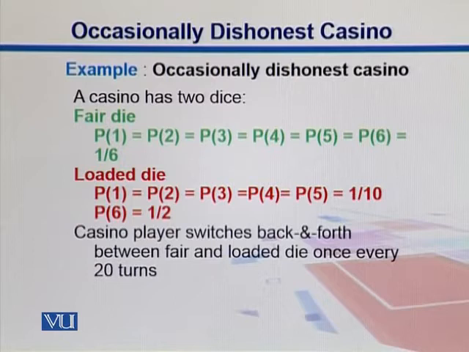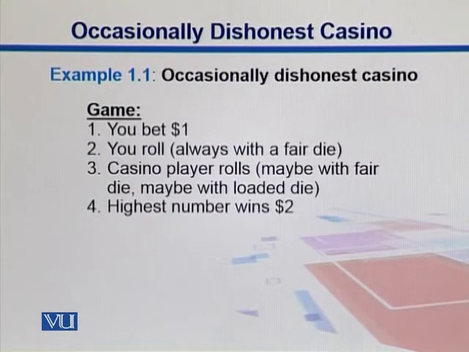Casino players switch back and forth between the fair and loaded die once every 20 turns. For example, in this example, we say they throw the loaded die once in every 20 turns. So what happens is you bet $1 and then you roll. Most of the time you are rolling with a fair die. The die they gave you is fair, but the player has both those dice.